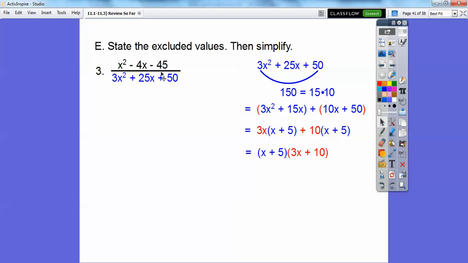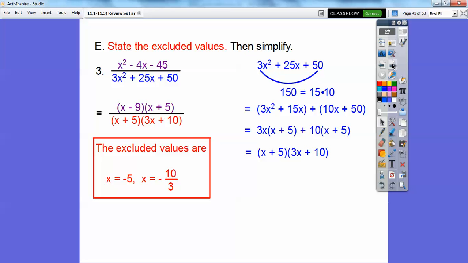Okay, and then here factors of negative 45 that add to negative 4 are negative 9 times a positive 5, okay? All right, and then state the excluded values. So the excluded values are when the denominator equals 0. So here I get negative 5, here I get negative 10/3. That's one answer. Then the other answer is to simplify. So we'll go ahead and cancel those x plus 5's right there, and we're left with that for the answer.